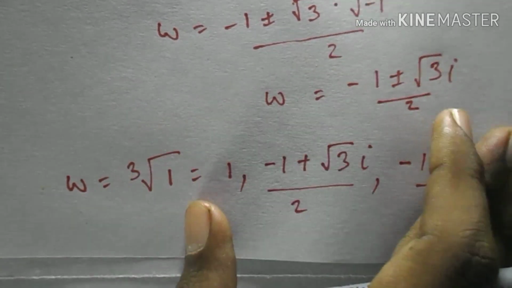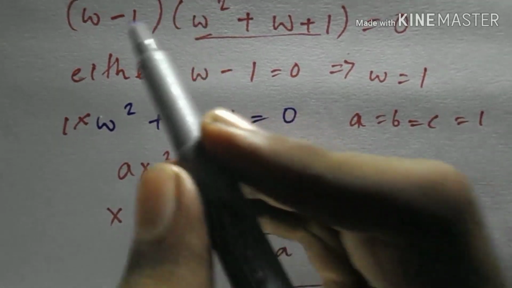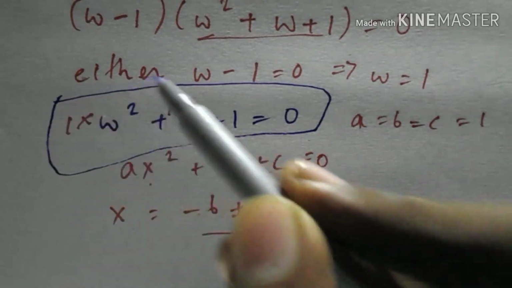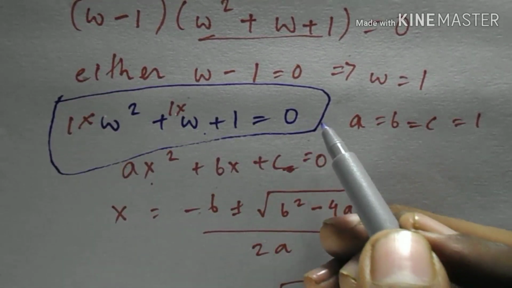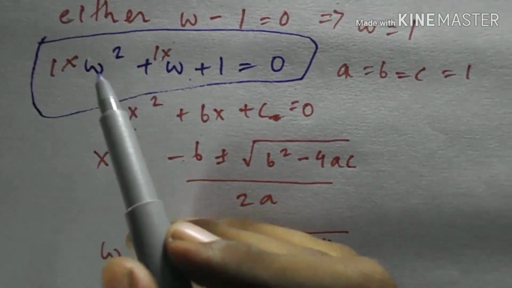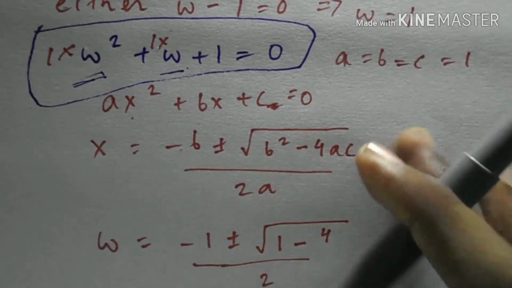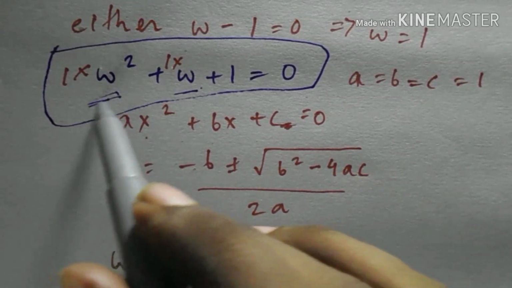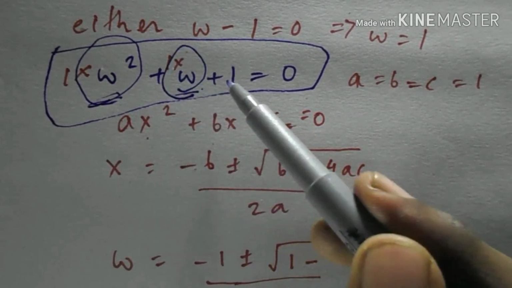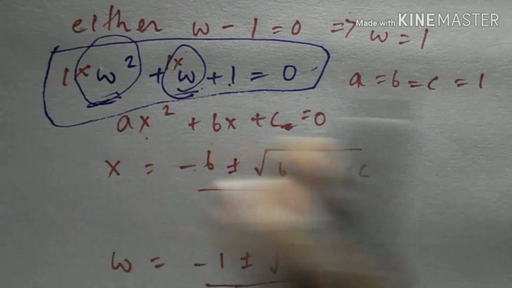Now what you need to remember is this equation: omega square plus omega plus 1 equals to 0. This equation would hold true only if you take omega square and omega as the imaginary cube roots of 1. So if you take one imaginary cube root in this term, and another imaginary cube root in this, and the plus 1, this would always lead to 0. This identity you need to remember.